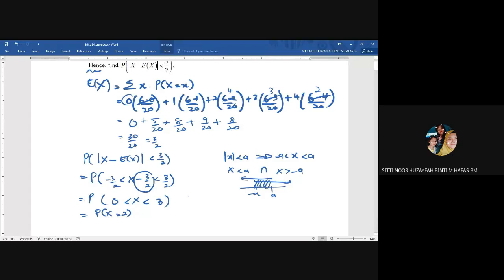Right? So what is the answer? The probability of X equal to 2. We have found it here, but when you try to find the expected value, which is 4 over 20. Is it correct?